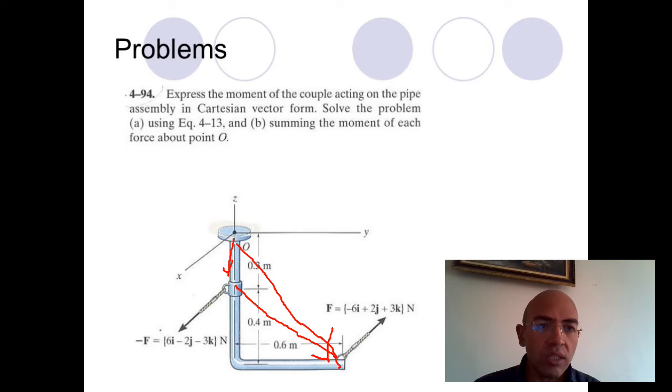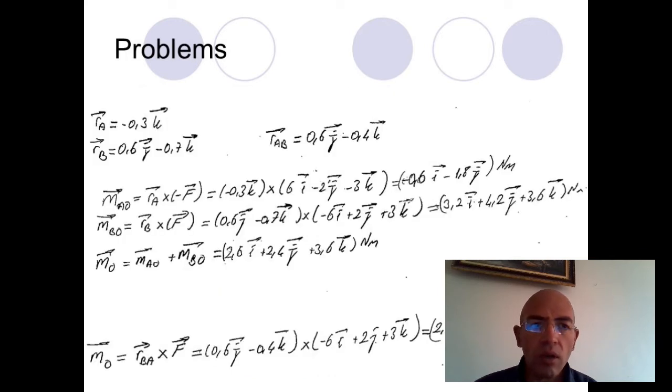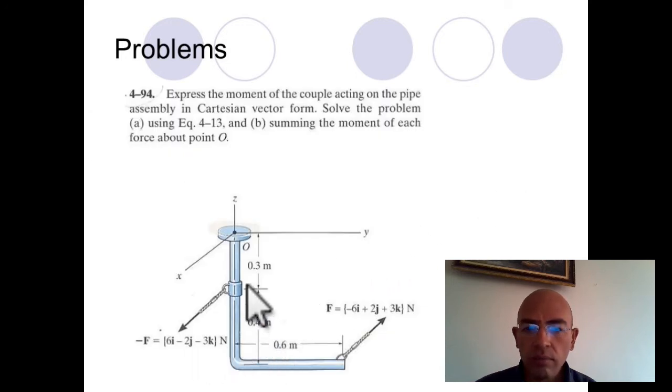Therefore, the first thing that we need to do is to write the position vectors, since the Cartesian form of the force vectors are already given to us. The coordinate system is given. X-axis is in this direction, Y is horizontal, and Z is vertical. Therefore, this is our first point, and let's say this is point A. And this is our point B. Now we will write the position vectors of point A and point B.